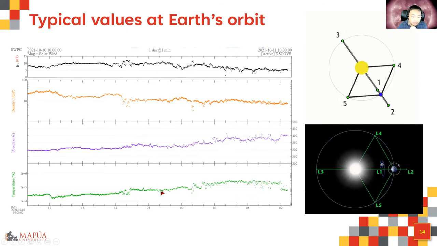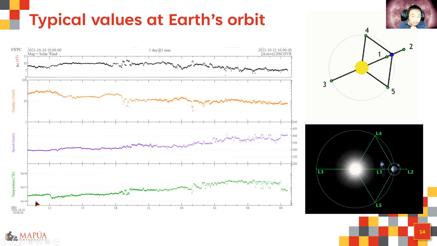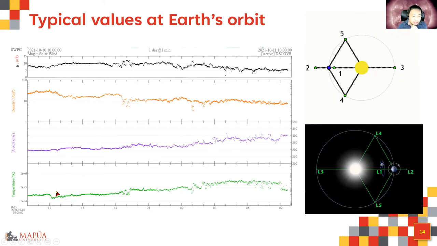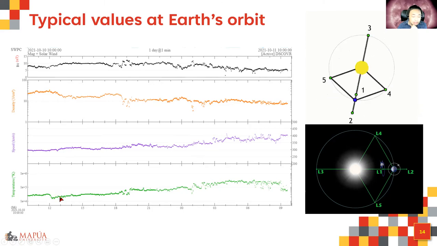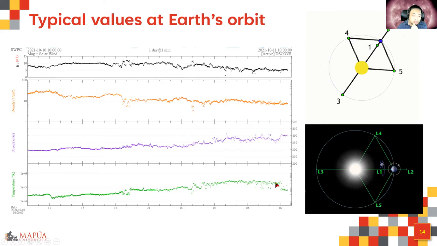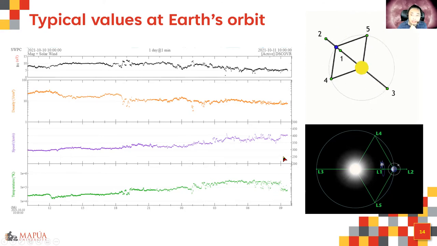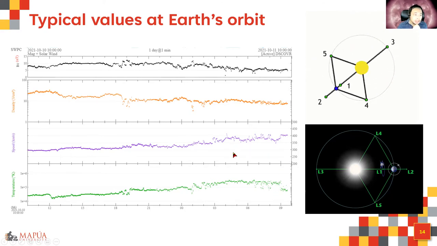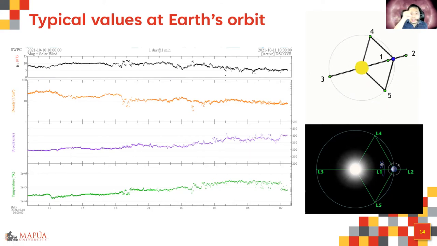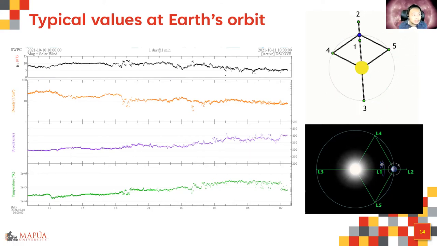Okay, and this is the temperature. So the temperature is about 10,000 to about 100,000 degrees Kelvin. So just to give you an idea how the solar wind varies as a function of latitude.